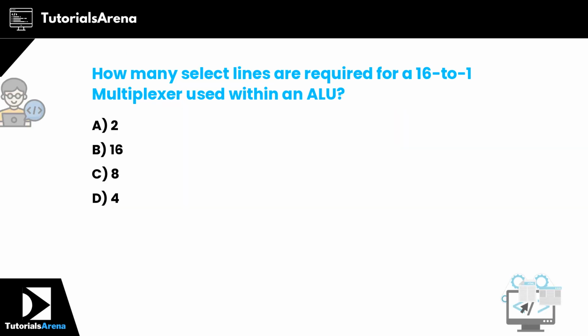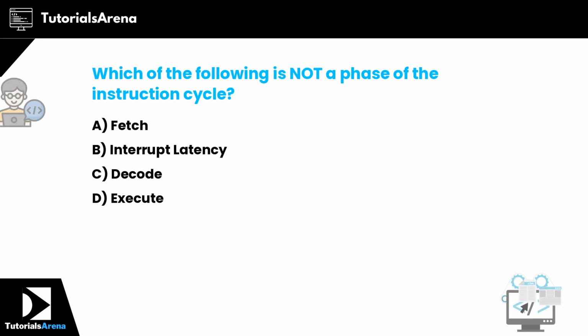How many select lines are required for a 16:1 multiplexer used within an ALU? The correct answer is option D, 4. Which of the following is not a phase of the instruction cycle? The correct answer is option B, interrupt latency.